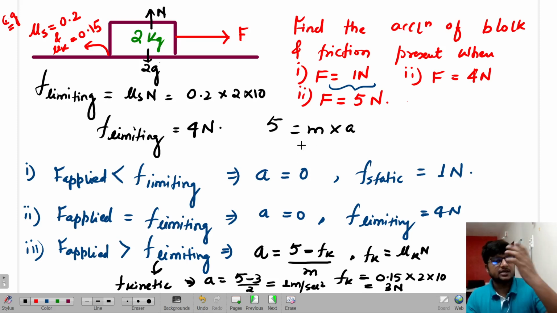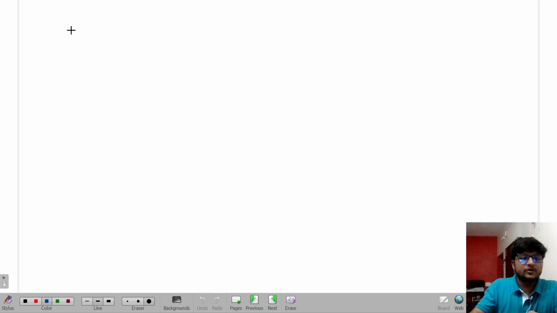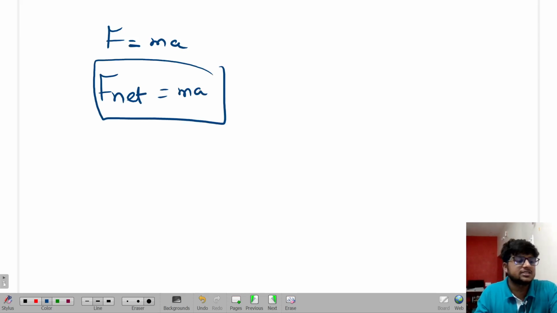But tell me one thing, is the acceleration coming from only one force here? This is the biggest problem of Newton's second law, that you have been taught F is equal to ma, but this is not F only. This is F net is equal to ma, not only F. Is that clear or not?